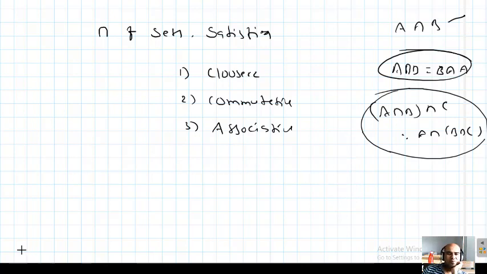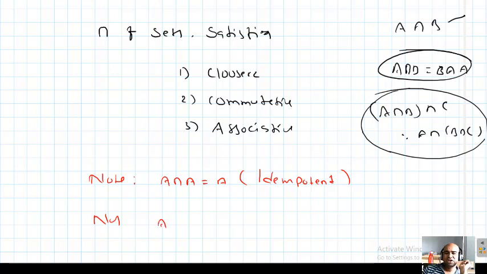Okay, one more important note. A intersection A equals A. Already explained, this law is called the idempotent law. Next note, A intersection φ equals φ. Some more properties are there. In the next class I will explain the properties of intersection of sets.